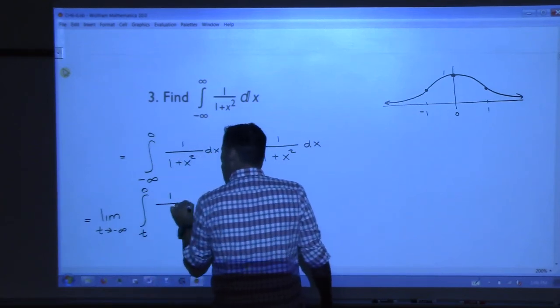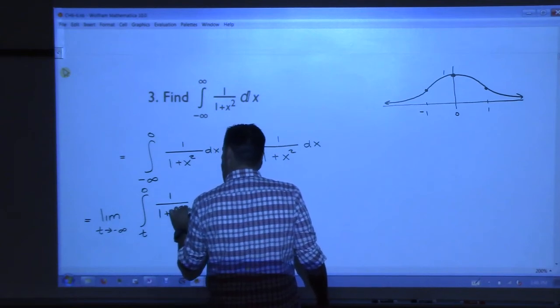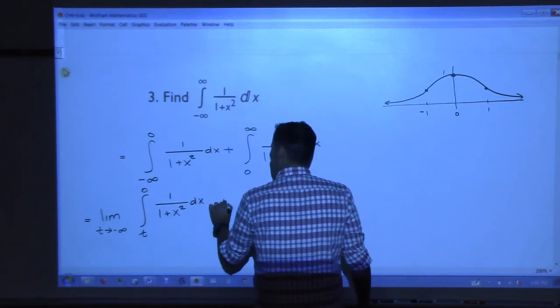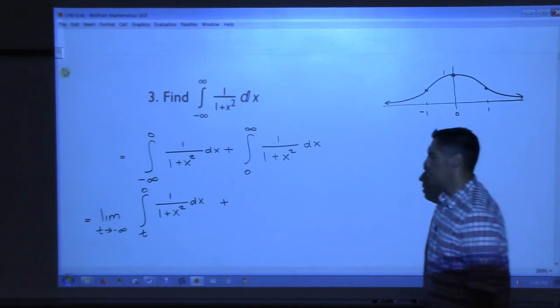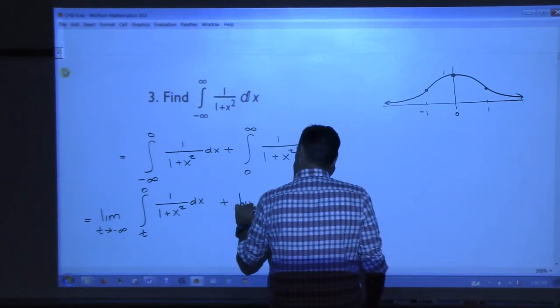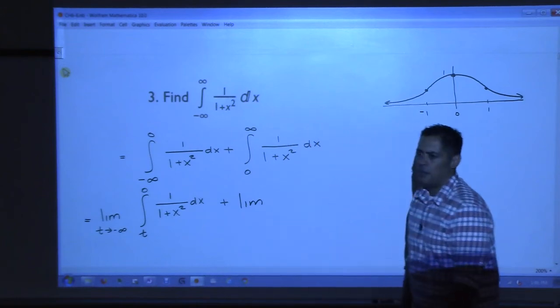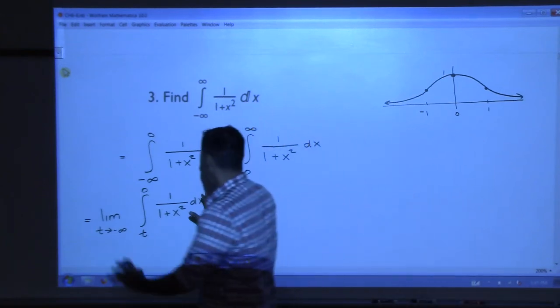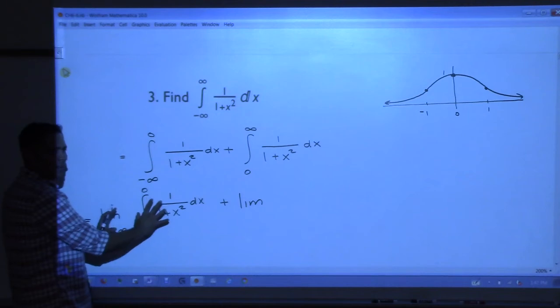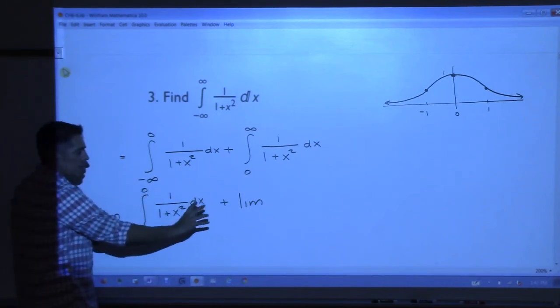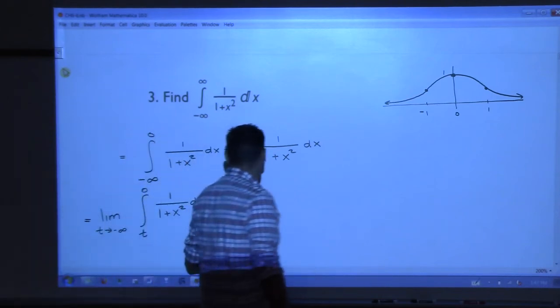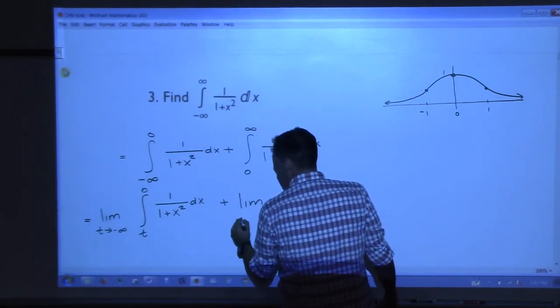And I'm integrating 1/(1 + x squared) dx. And then plus, now another limit, right? Different limit. Now I could use t again, as long as I remind myself that this limit is completely separated from that limit. They're two different limits that I'm doing here. But so I don't confuse myself, I'm just going to use, how about s?